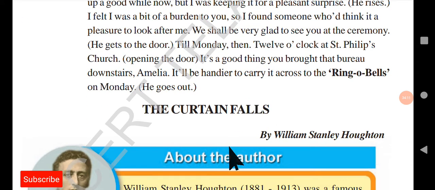So this is written by William Stanley Houghton. Okay, students, this is how the middle class family of Britain in those days has been presented. The people's mindset, how the people are thinking, their ideology, their love towards the materialistic world is clearly depicted, picturized in part 1 and part 2. That is what the writer, William Stanley Houghton, wanted to show to the readers and the audience.